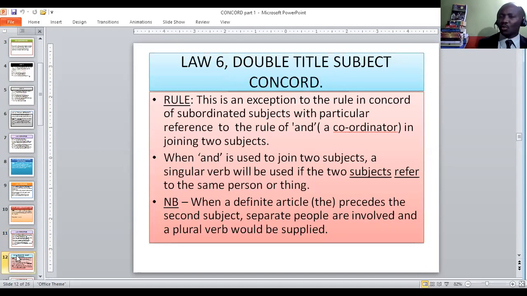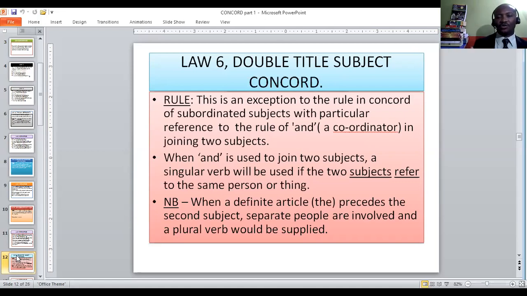Now, we move on to the concord of double title subject, which is rule 6. And what does the rule state? Now, this is an exception to the rule in concord of subordinated subject, with particular reference to the rule of and. Of course, we have the subordinators, we have the coordinators. When we mean coordinators, we mean and, and when we mean subordinators, we're going to see the examples, as well as together with, later on. So, it's an exception to the rule.